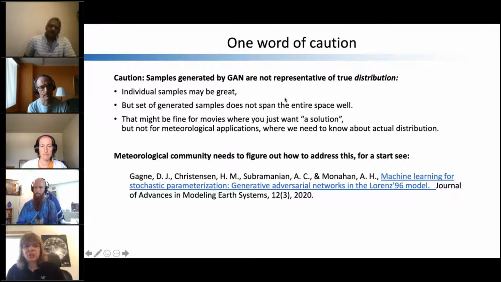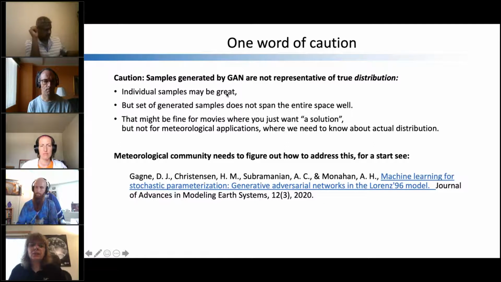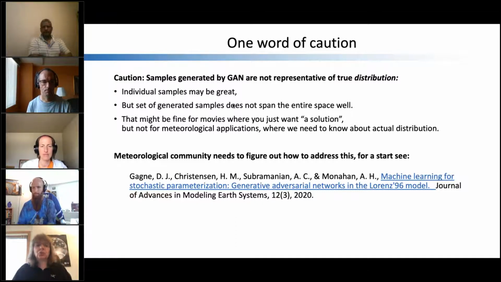So the caution I would say is that the samples that are generated by the GAN when you feed in these random vectors are not representative of the true distribution. The individual samples may be great, but the set of generated samples does not really span the entire space well. And that might be fine for a movie where you just get a solution, but not for methodological applications where we really need to know about the actual distribution. So that's one of those things that the methodological community needs to figure out how to address. And here's a starter paper if you want to look into this a little. And again, this is 2020, right? This is all just happening now as we figure out how we should be using GANs.